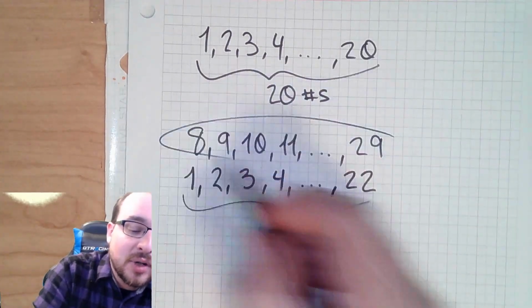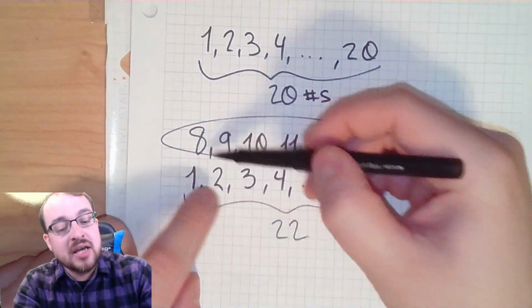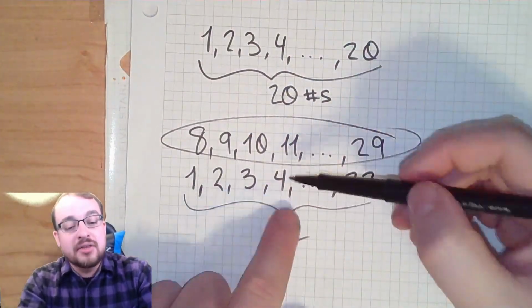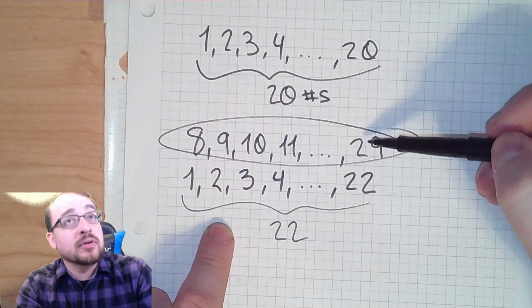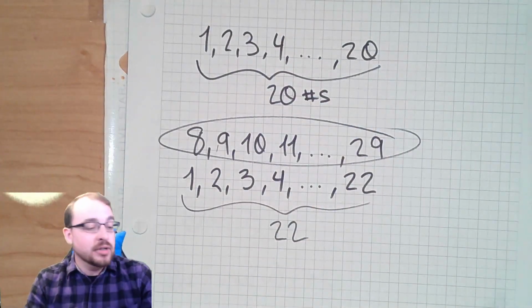That means there must have been 22 numbers here, because I didn't change how many numbers are here. This 1 goes with the 8, the 2 goes with the 9, the 3 goes with the 10. There's a number in this list for every number in this one. And so we know that if this list has 22, then this list will also have 22.